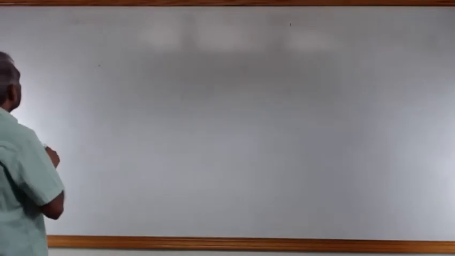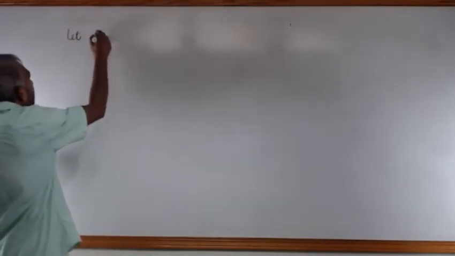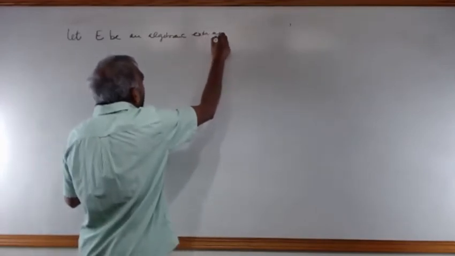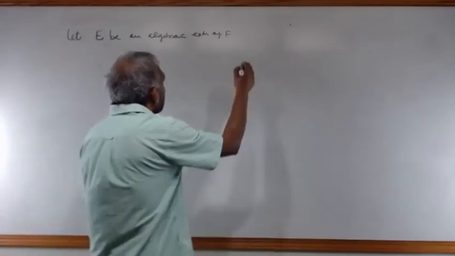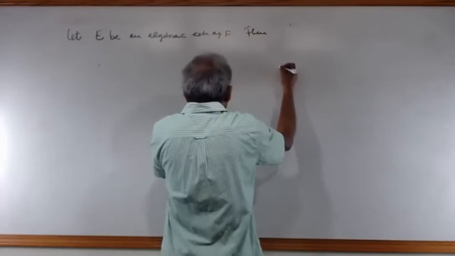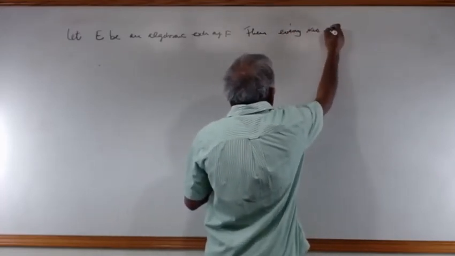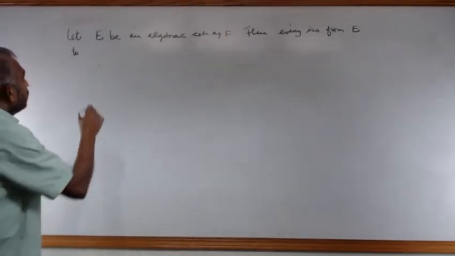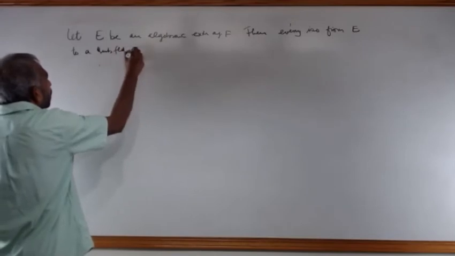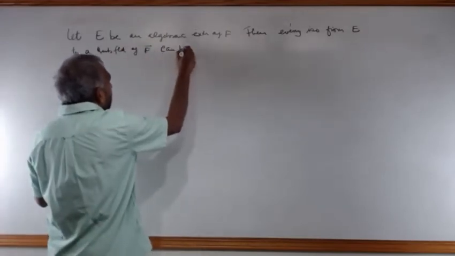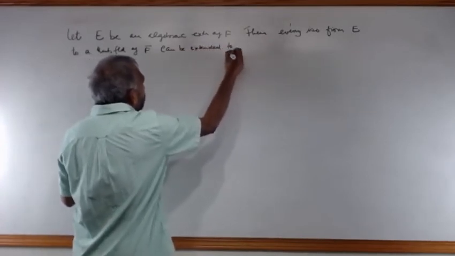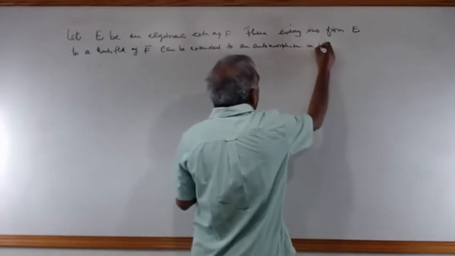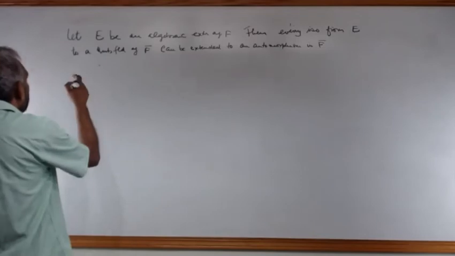We'll do another problem. Let E be an algebraic extension of F. Then every isomorphism from E to a subfield of F closure can be extended to an automorphism in F closure. This is a very powerful result.